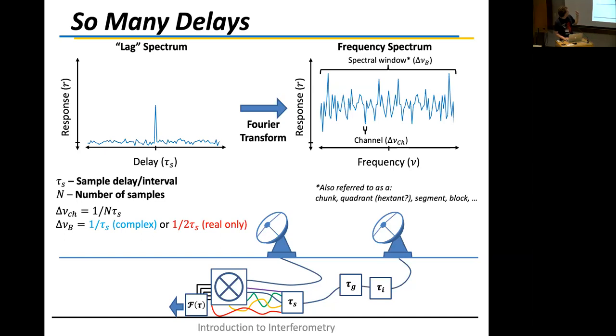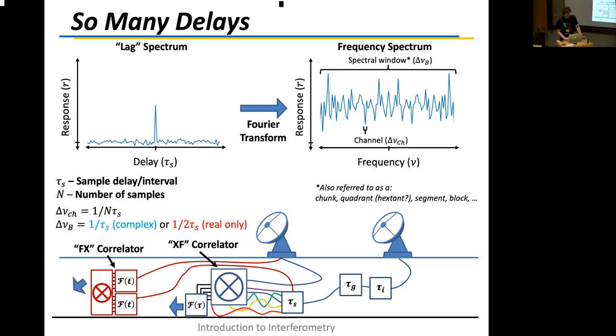So the bandwidth of an individual channel is one over the number of samples times the individual lag for each sample. The total bandwidth, if you're taking complex samples, is one over just a single lag interval. Otherwise, it's one over two times the lag interval, for what's called real only, which is, I think, most correlators. Although there are correlators that take complex samples, including one on Mauna Loa. This term here on the right-hand side is the Nyquist sampling theorem, which I think Ranjini is going to talk about a little bit later in the correlator talk.